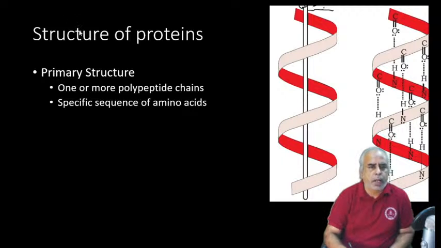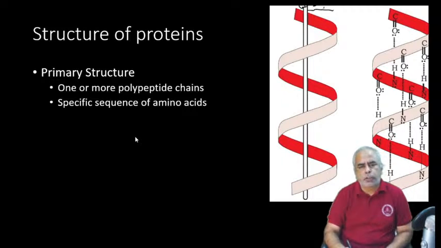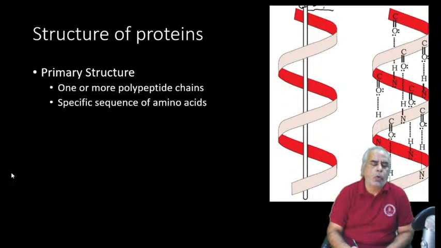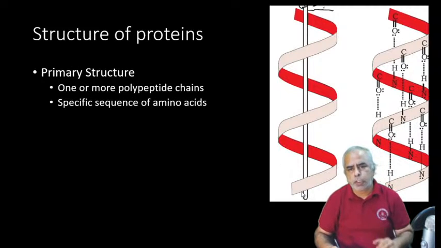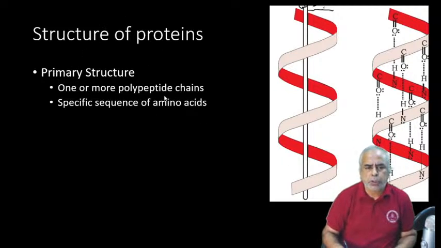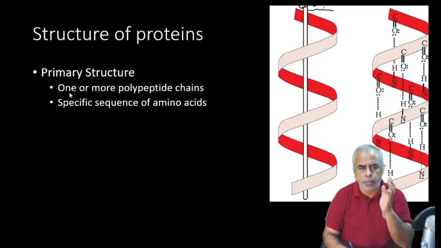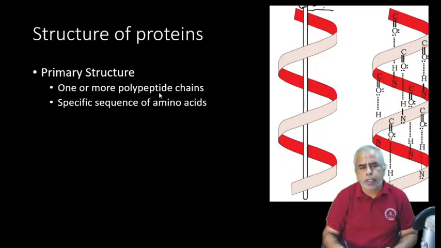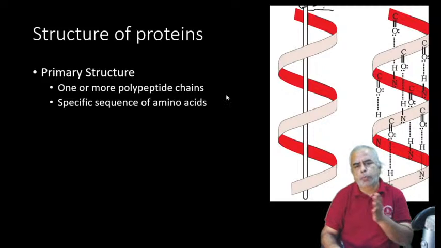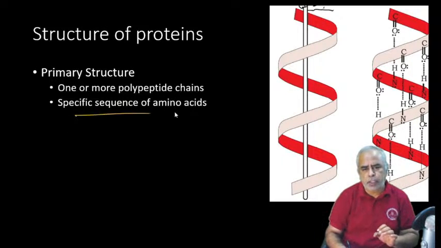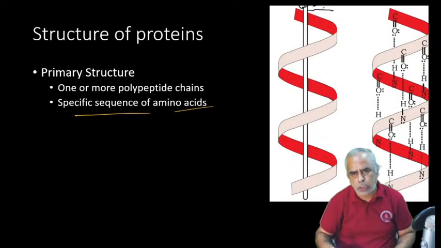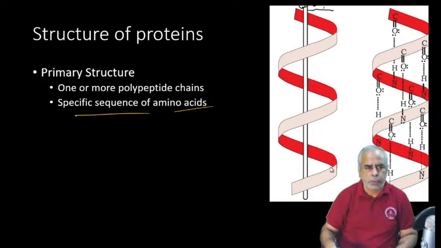We can call them primary structure, secondary structure, tertiary structure, followed by quaternary structure. Let me talk about this primary structure. As I already mentioned, it is the backbone of the protein. The primary structure may contain one or more polypeptide chains, but it has a specific sequence of amino acids. So it will be like this.